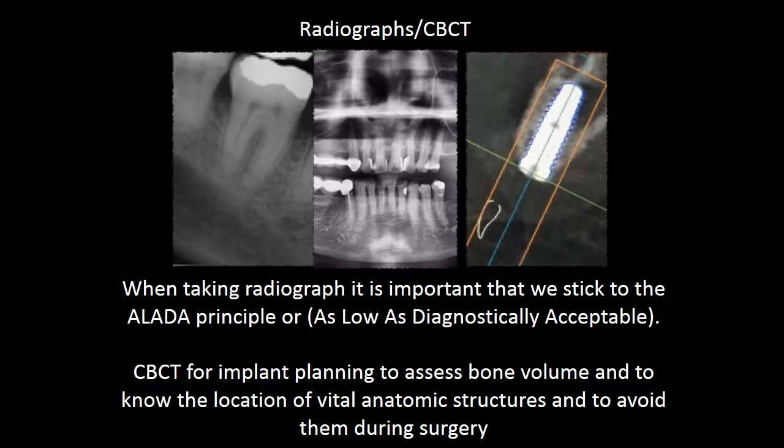An example of this is, if you want to diagnose caries, you would take a bite wing and not a CBCT. We may take a CBCT for implant planning to assess bone volume and to know the locations of vital anatomic structures to avoid them during surgery. In non-critical regions, panoramic imaging or a periapical may be sufficient.